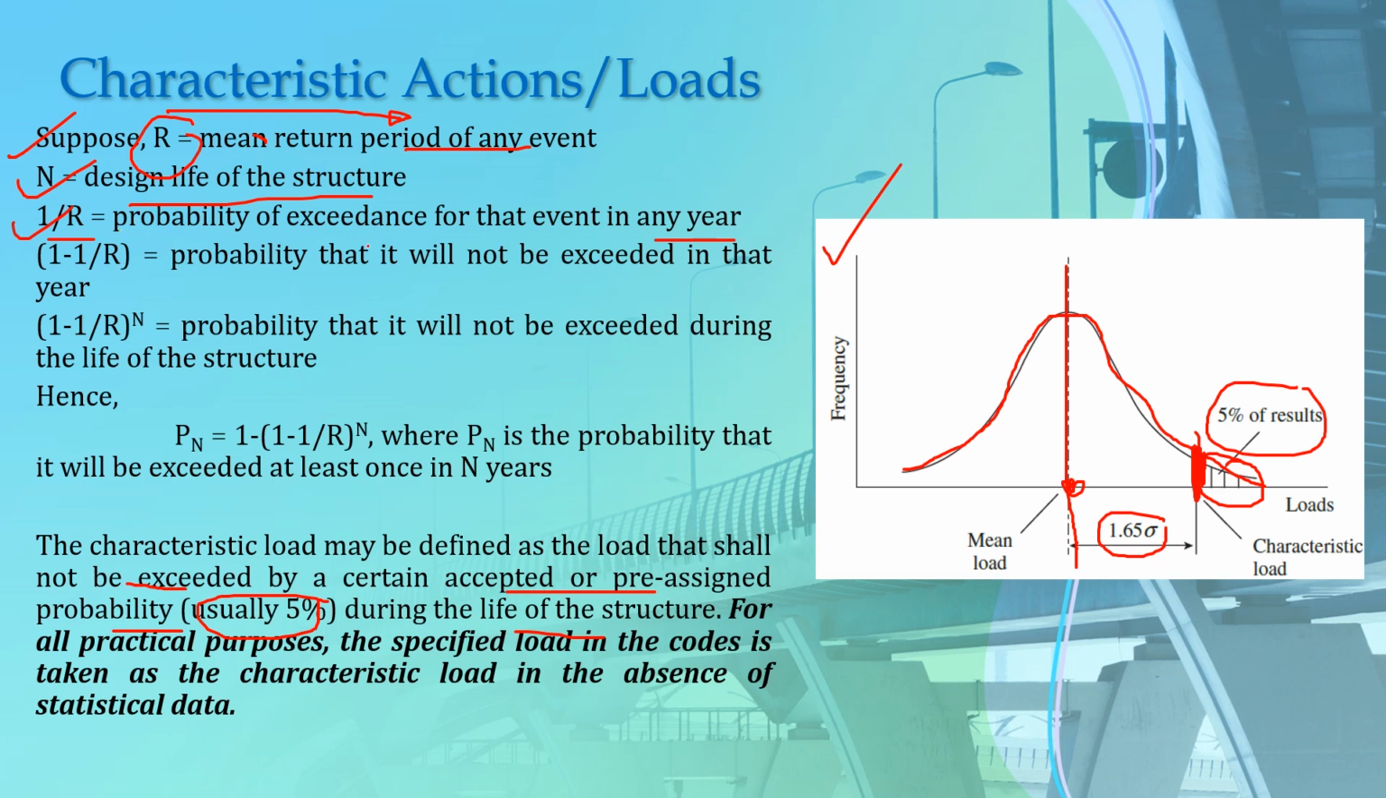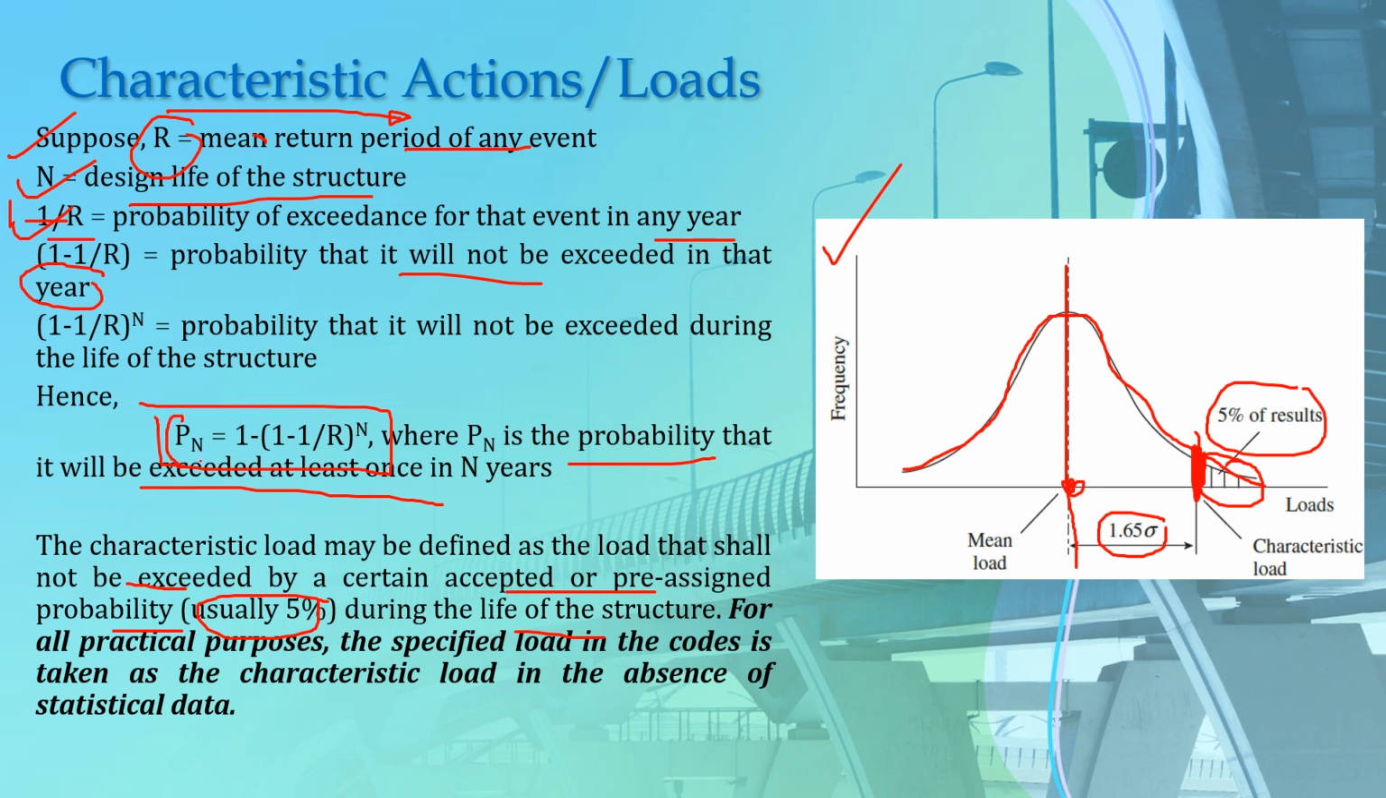So if you want to find the probability that it will not be exceeded, then the value is given as 1 minus 1 by R. And this probability that it will not be exceeded is for 1 year or any particular year. The probability that it will not be exceeded during the whole life of the structure, that means n years, is given by (1 minus 1 by R) to the power n. So if you want to find the probability that the event will be exceeded at least once in n years, the probability is given by 1 minus (1 minus 1 by R) to the power n.